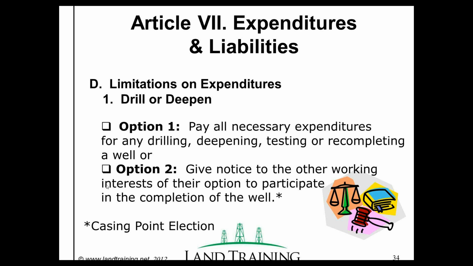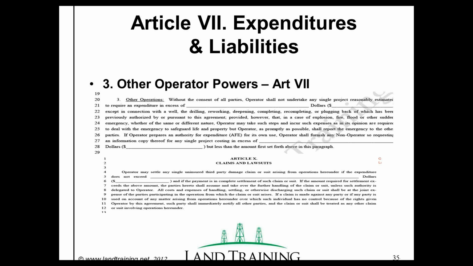Option 2 is called the casing point election. That means, wait a minute, when we get to the point where we're going to decide whether to put casing down the well, at that point we can decide whether or not we want to continue with the well or to opt out of the well. So a lot of companies will check this casing point election because they don't want to be committed all the way down. They want to wait and see what kind of well data comes out from the well logs to see whether they want to continue. Now, if we're talking about horizontal drilling, option 2, there's no casing point election. You're in once you opt in, or if it's the initial well, once you sign the agreement.